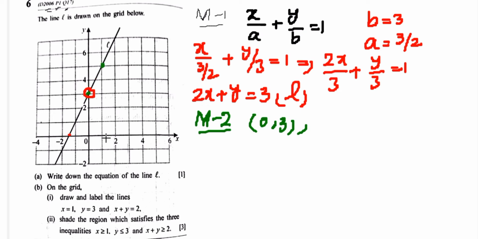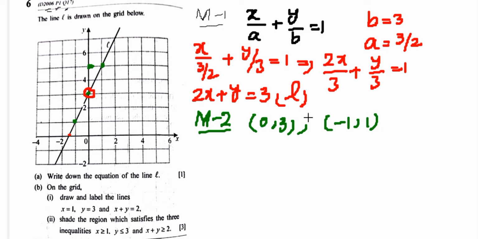This point is x is equal to 1 and y is equal to 5 here. You can choose any other point also. Suppose you can take this point also. This is x is equal to minus 1 and y is equal to 1. So let us choose this point. x is equal to minus 1 and y is equal to 1 here.